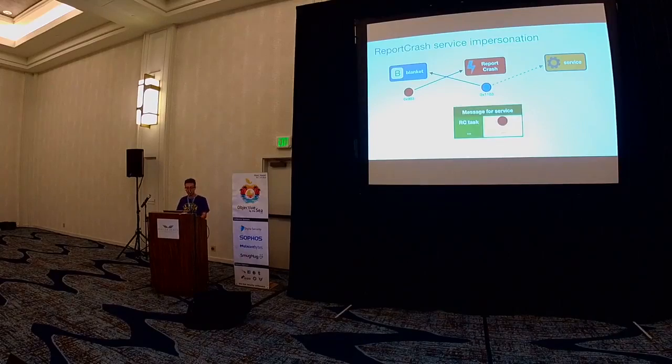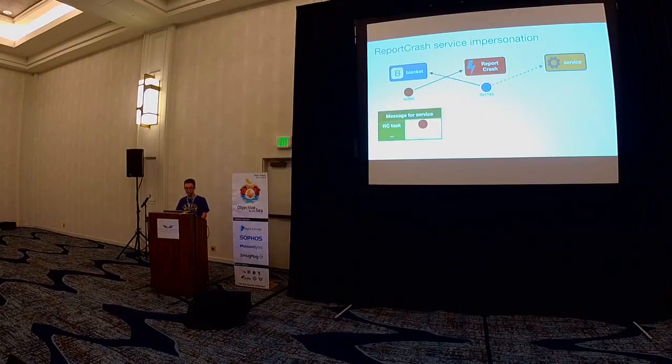And so for example, this could be really useful if ReportCrash tries to send its own task port in a message to the service. Because we've effectively changed that Mach port to point to us instead of the original service, that message is going to be delivered to us, which means we now get a copy of ReportCrash's task port, and because we have a task port, we can now take control over ReportCrash.